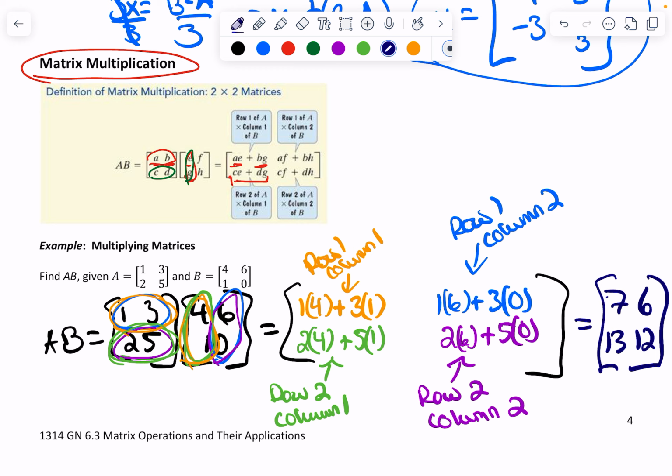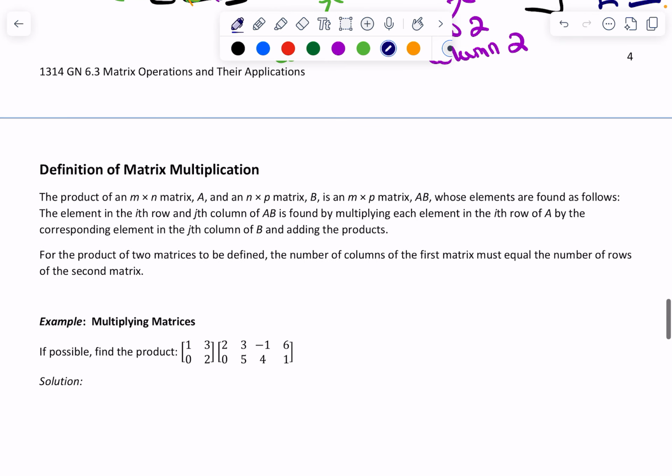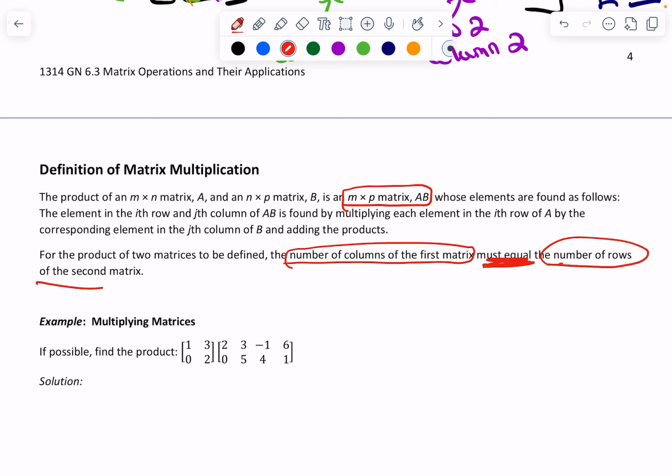Okay, now, definition of matrix multiplication. The product of an m by n matrix A and an n by p matrix B is an m by p matrix AB, whose elements are found as follows. The element in the ith row and jth column of AB is found by multiplying each element in the ith row of A by the corresponding element in the jth column of B and adding the products. So for the product of two matrices to be defined, the number of columns of the first matrix must equal the number of rows of the second matrix.